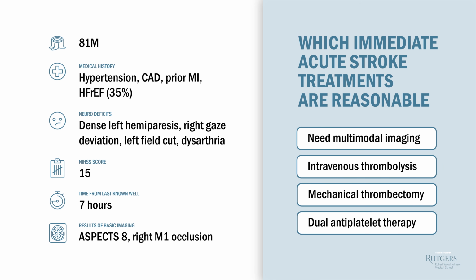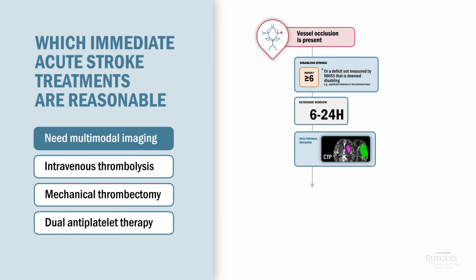Which acute stroke treatments are reasonable here? Or do we need more information? Pause the video and think about it for a second. Large vessel occlusion, disabling deficits, extended window, some early ischemic changes on the CT. Let's get a CTP.